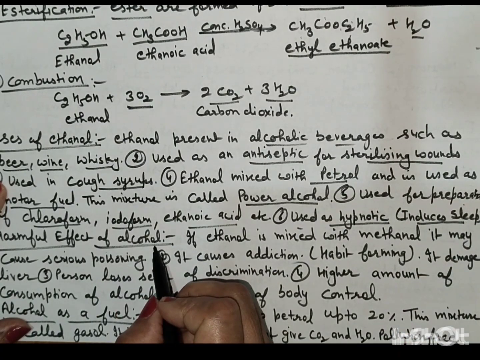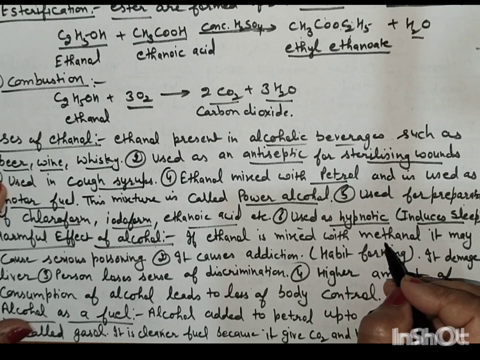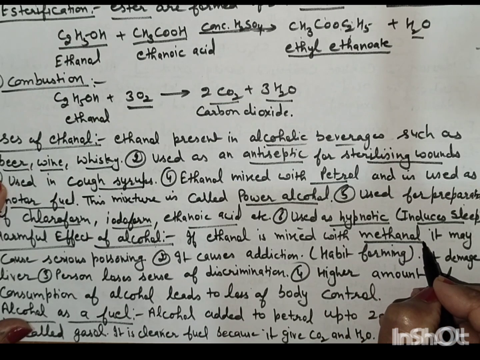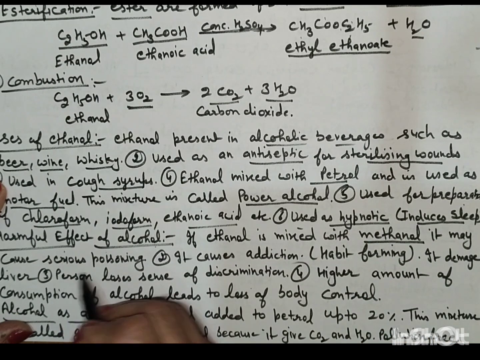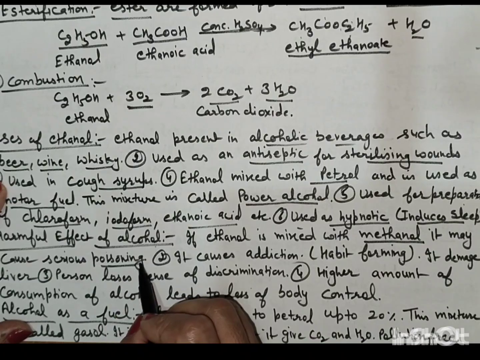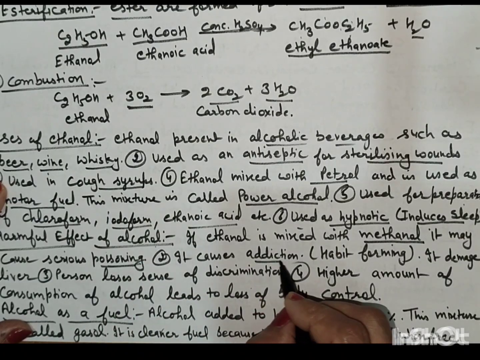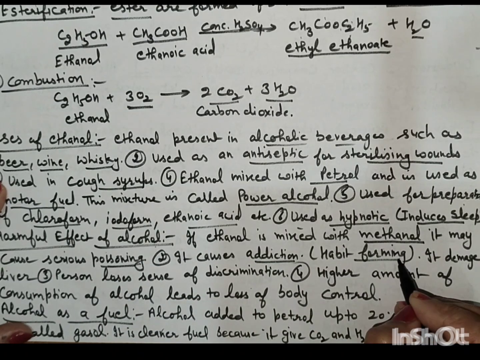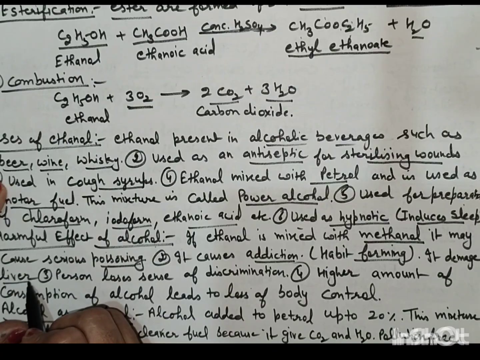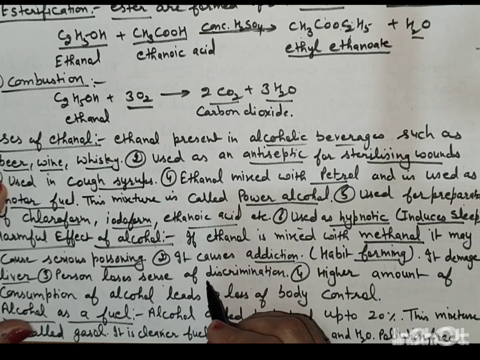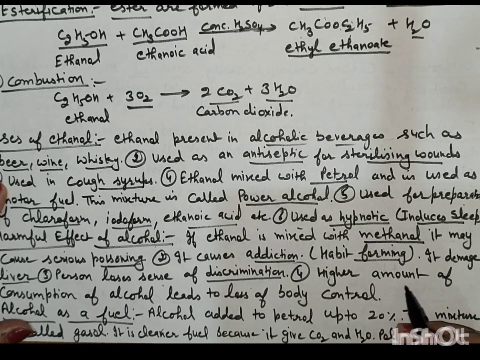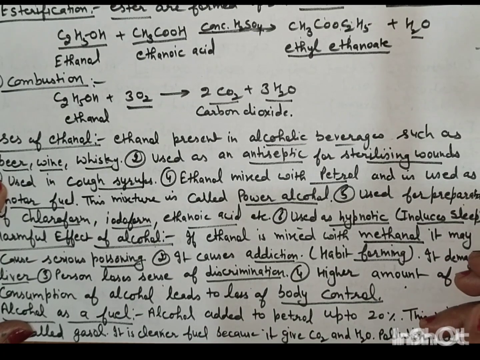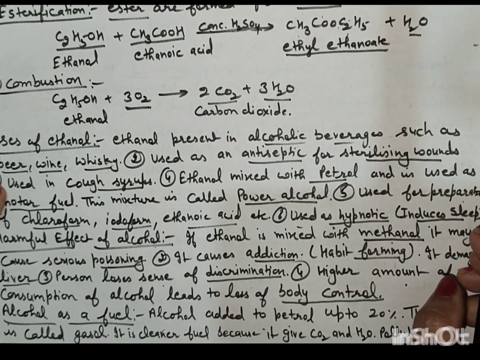Harmful effects of alcohol. If alcohol is mixed with methanol, it is dangerous or poisonous in nature. It causes addiction from the habit. It damages the liver. A person loses sense of discrimination. Higher consumption of alcohol leads to loss of body control, unconsciousness and even death.